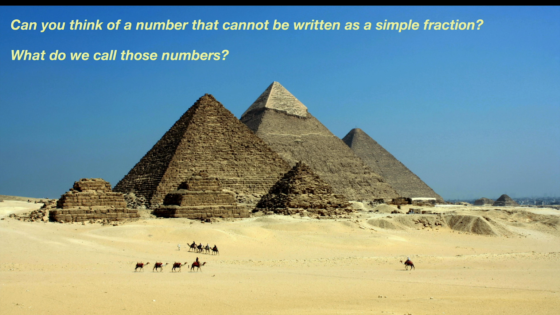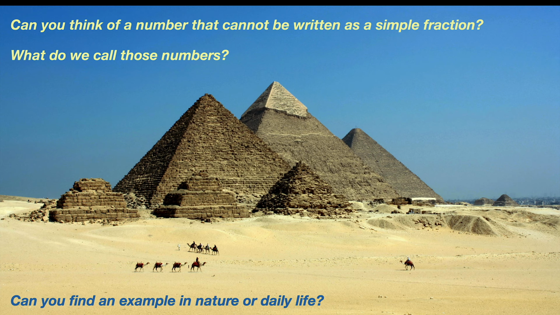Now if such numbers exist, then what do we call those numbers? And can we find examples of such kind of numbers in nature or in daily life, or as you can see in this picture, in pyramids? We will see in this lecture.